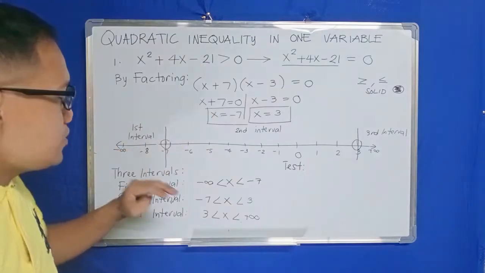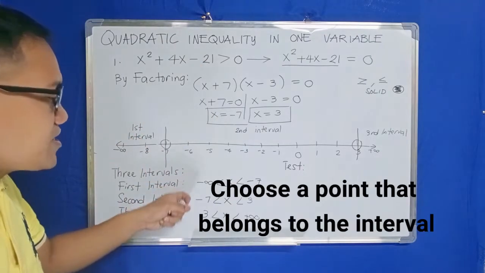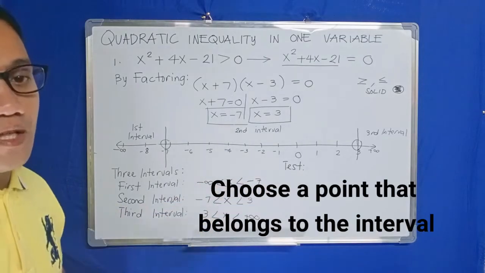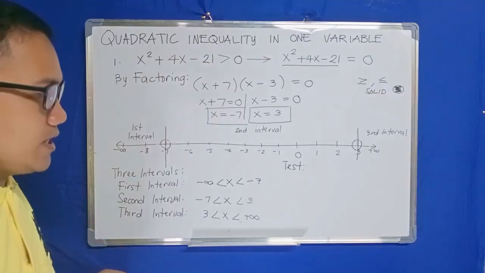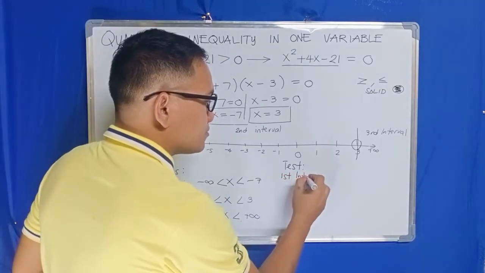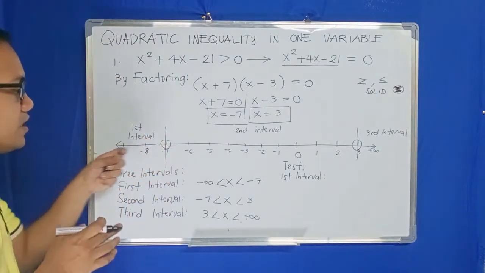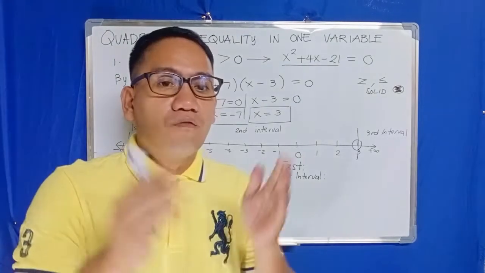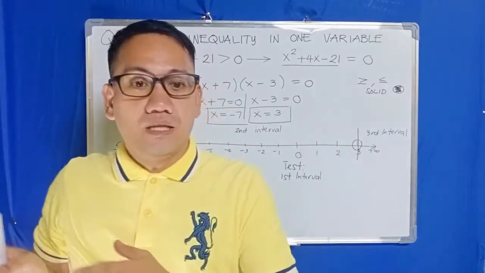In testing, we will utilize these intervals and choose one point present in each interval to test if it is true or false using our quadratic inequality. This means for our first interval, these are numbers between negative infinity and negative 7. Of course, we can choose any numbers between negative 7 and negative infinity.